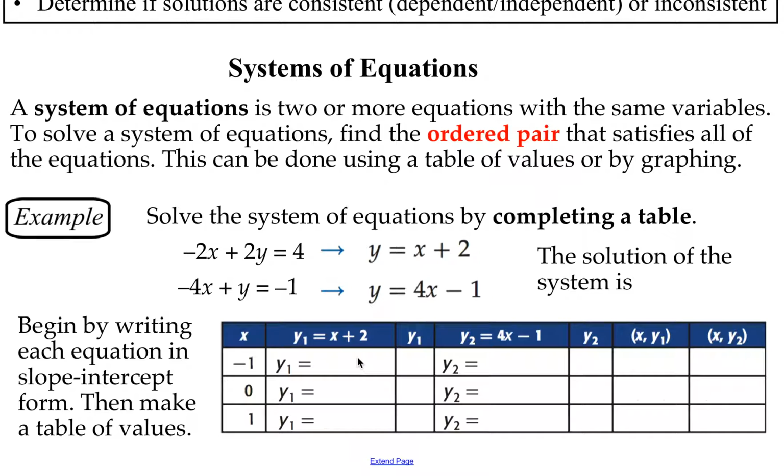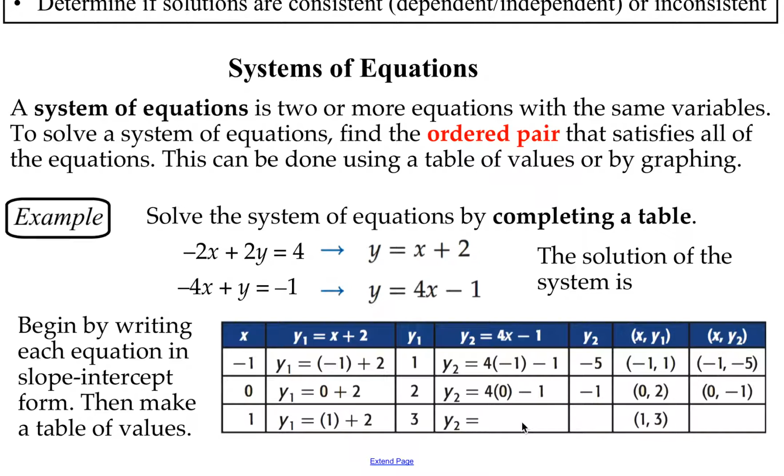So if I put -1 into the first equation, I get out a 1. So that's (-1, 1). If I put in a 0, I get out a 2. If I put in a 1, I get out a 3. So those are my three ordered pairs, or the solutions to the first equation. Now I'm going to use those exact same values, -1 into the second equation. That gives me a -5, 0 gives me a -1, and 1 gives me a 3. So the thing to notice here is we got the exact same solution when we put in +1. We got that same ordered pair, and that is the solution to our system.